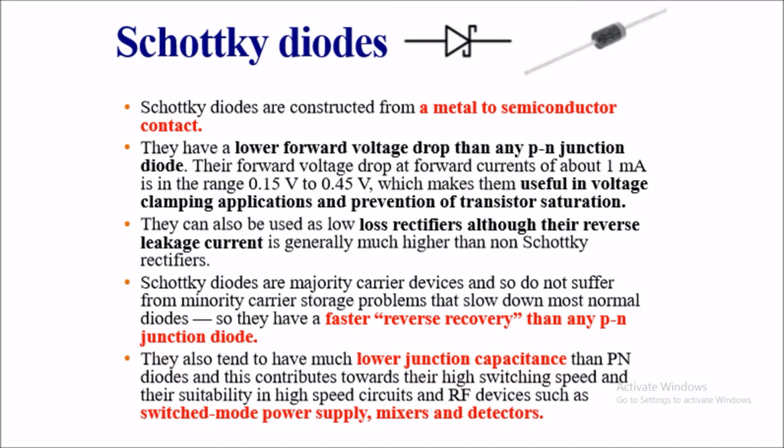They also tend to have much lower junction capacitance than PN diodes, and this contributes towards their high switching speed and their suitability in high-speed circuits, especially in RF or radio frequency devices such as switched mode power supplies, mixers and detectors.